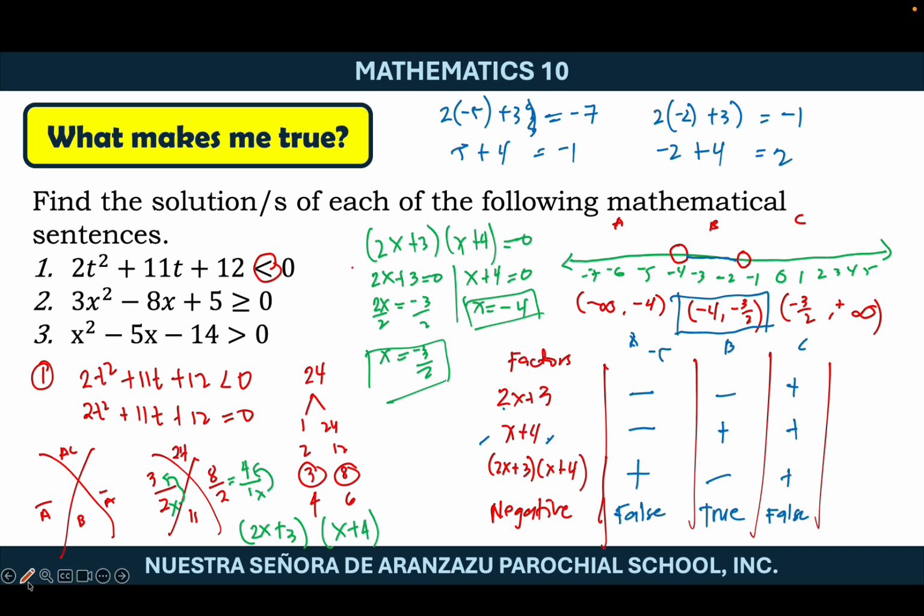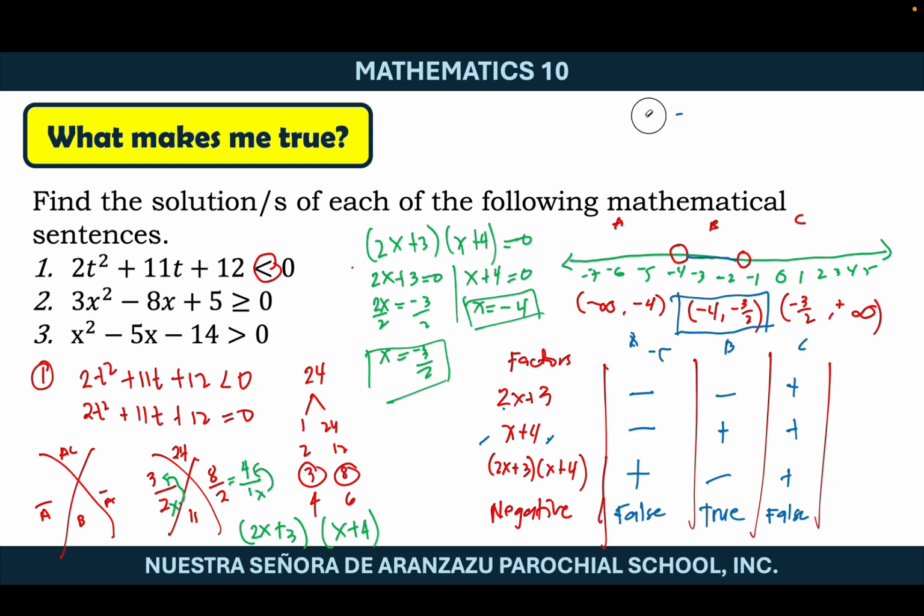Now, paano nyo isusulat yung mga solution nyo in different ways? Kasi kailangan ma-practice nyo yun kung paano nagsusulat in different notation. Okay. So, una, yan, yung interval notation natin is negative 4 and negative 3 over 2. Okay. That is the interval notation.